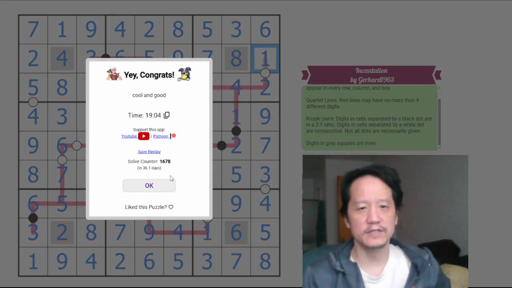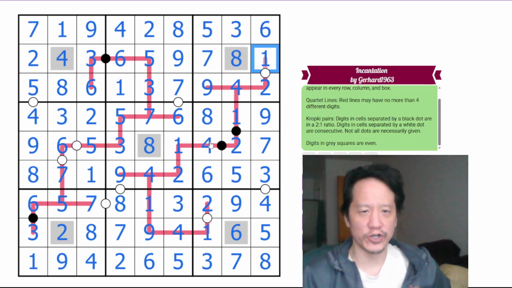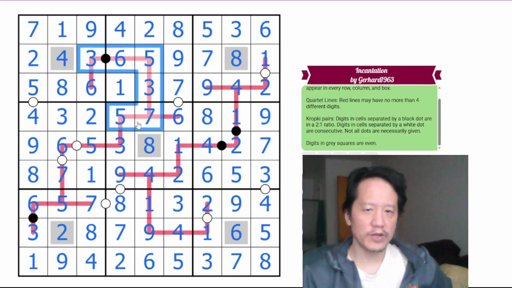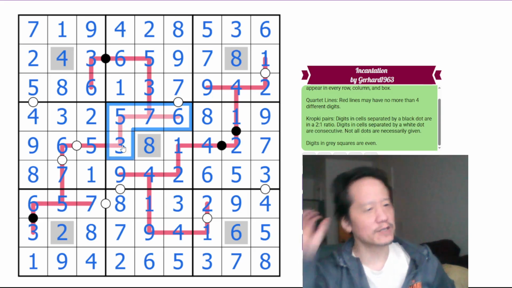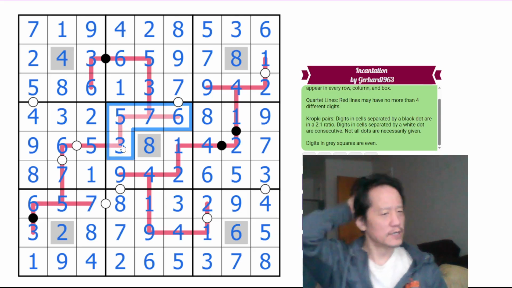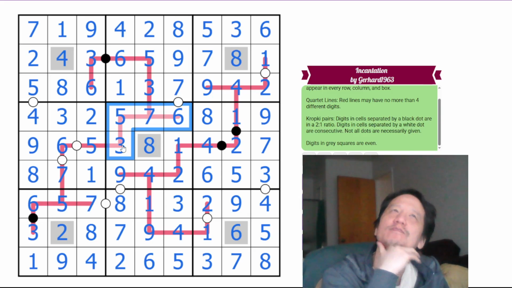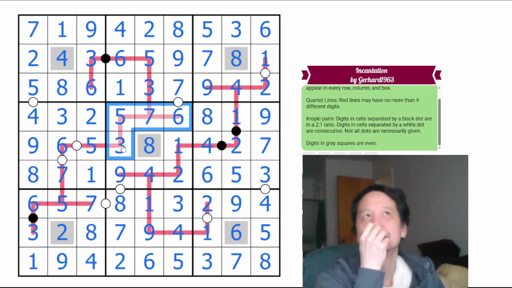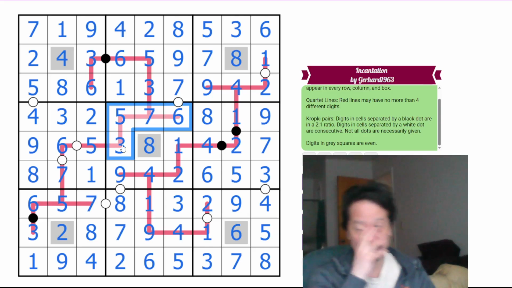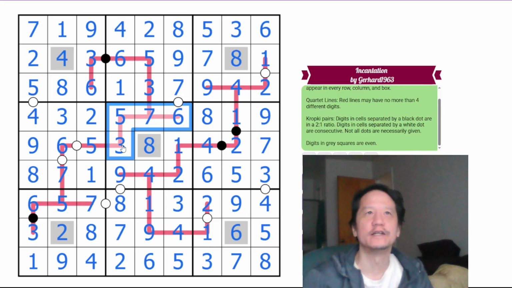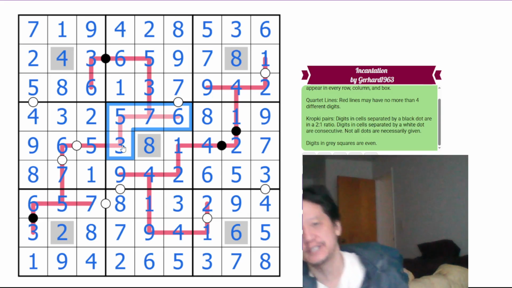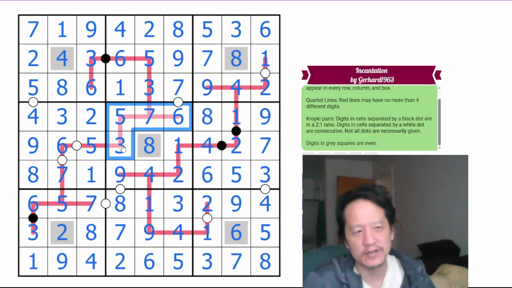And that is cool and good. Yeah, interesting. I've never seen the quartet lines before. Seems like you might be able to use that rule set decently. I don't know. It's an interesting rule set, but I don't know how much run you can have with that.